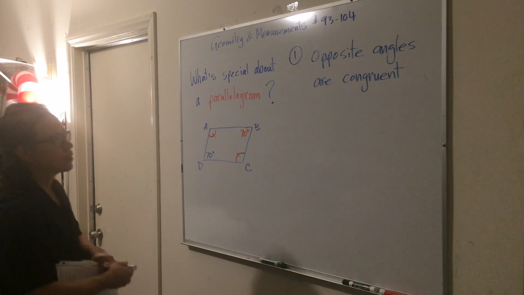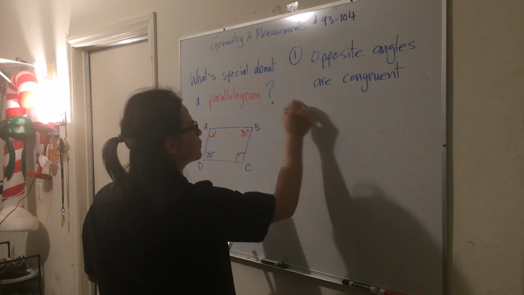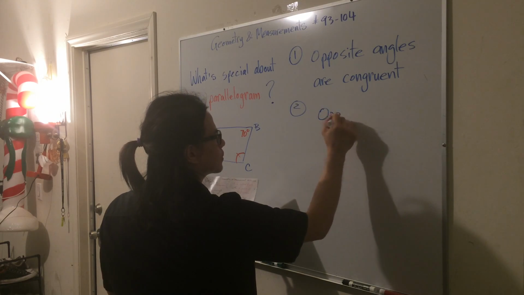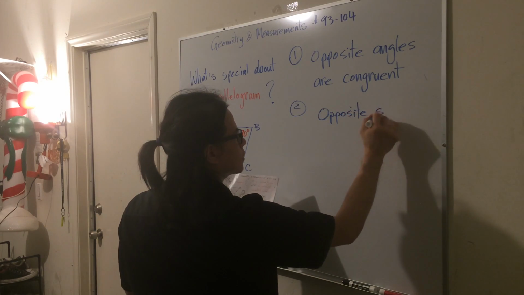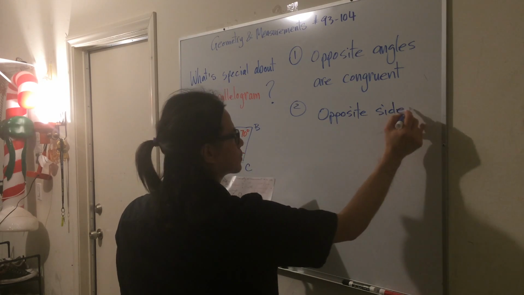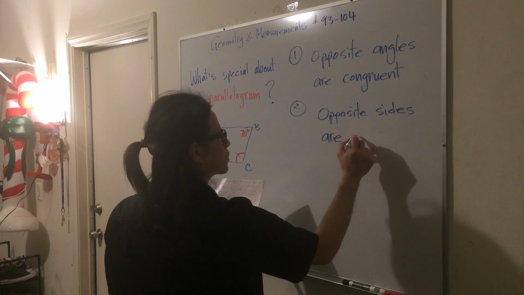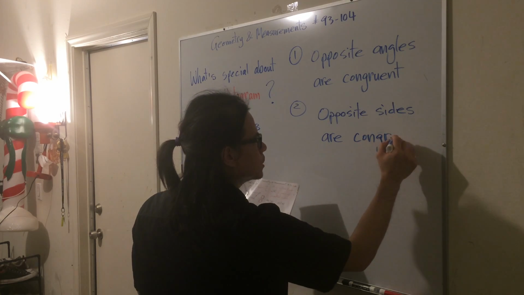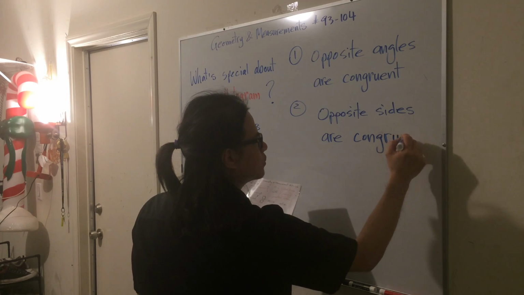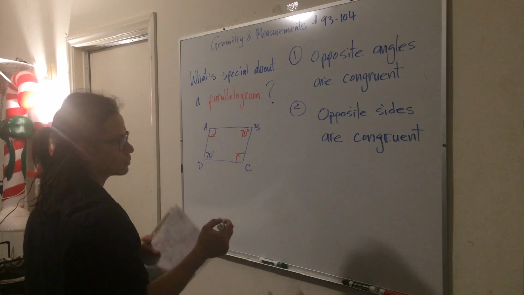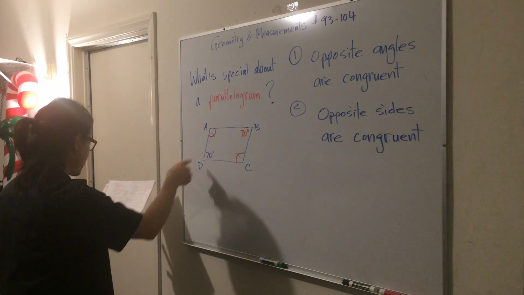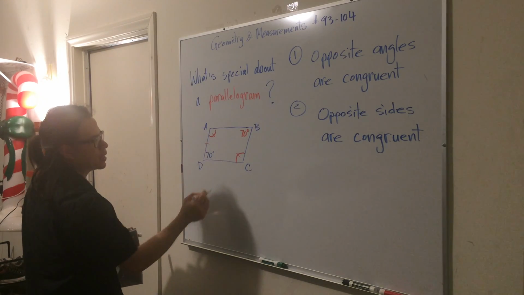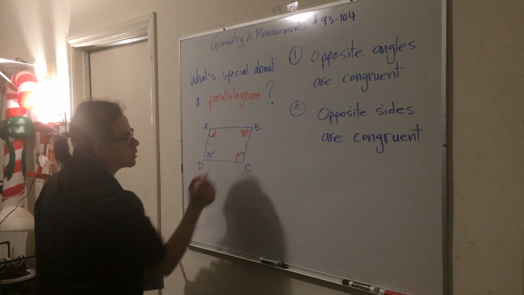Okay. So another thing that is special about a parallelogram is that opposite sides are congruent. So there's that fancy word again, congruent. By now you ought to know that congruent means equal. So opposite sides are equal. So AD will be the same length as BC.